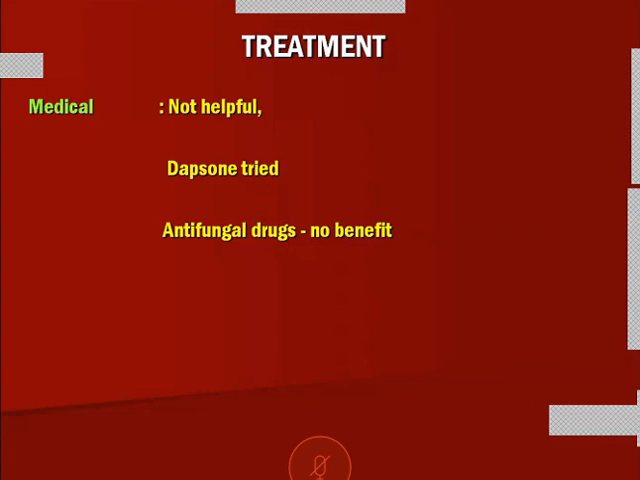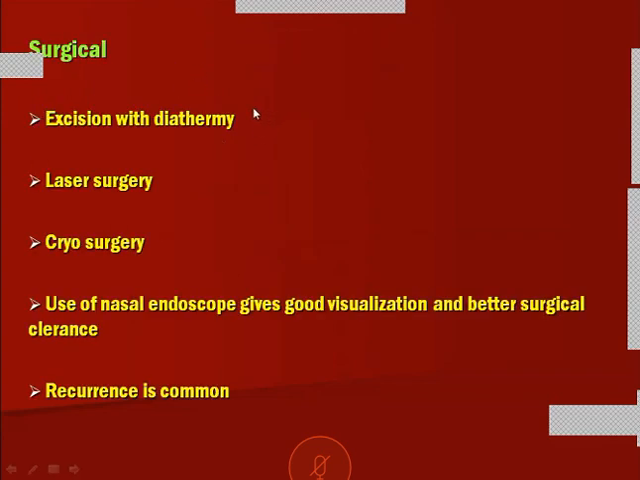But the mainstay of the treatment is only surgical excision from the site of origin. The excision can be with diathermy, because when you excise, you are causing another raw area there. So if you produce heat, or use a laser or a cryo, these are all the various things to prevent further implantation of the disease. Still, even after using all these, recurrence is the order of the disease, because most of the time they come with recurrence.